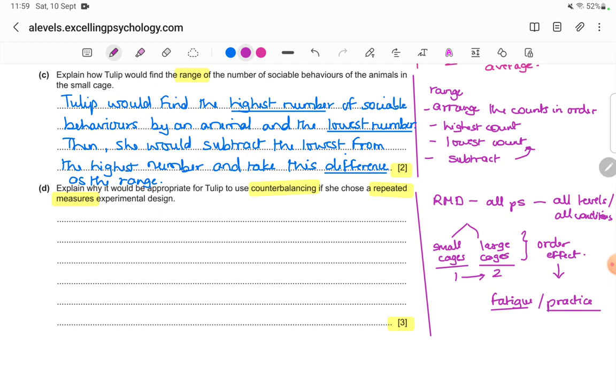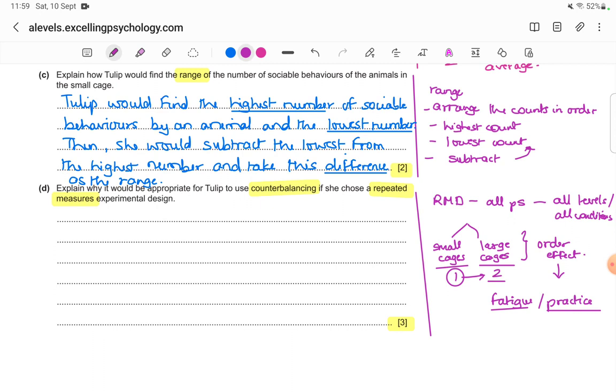Let's consider practice also. So first the animals are placed in small cages. They get accustomed to being in the cage. They learn how to be sociable in that cage, and by the time they reach the large cage, they become more sociable. The opposite effect of the fatigue effect, they become more rather than less sociable, because now they've learned how to be sociable in a cage. Confounding would take place, because in the second condition it's not because of the size of the cage, which is the independent variable, but because of their practice that they are being more sociable.